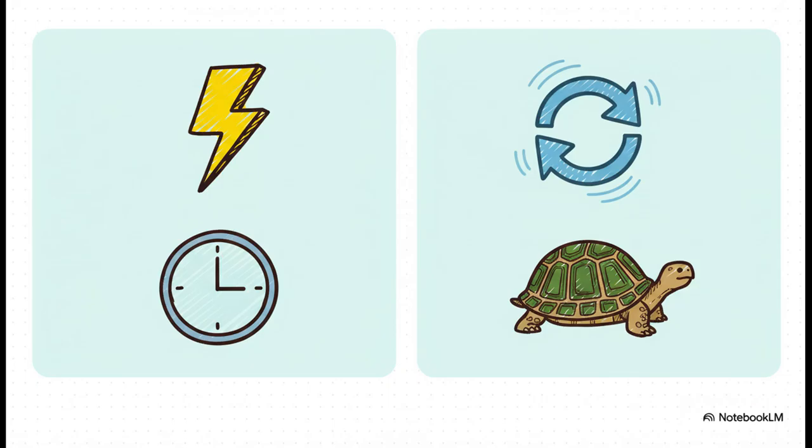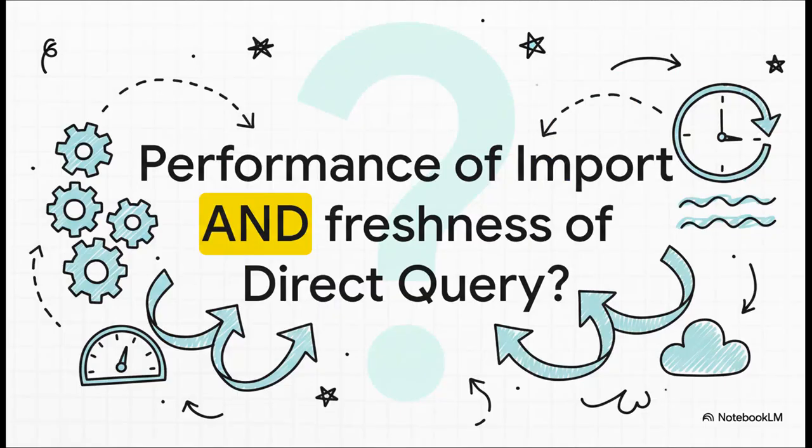You either choose import mode, right? You get that blazing fast performance, but your data is only as fresh as your last refresh. Or you go with direct query for live up to the second data, but you pay this heavy performance tax with every single click in your report. So, the huge question is, what if you didn't have to choose anymore? What if you could actually have it all?